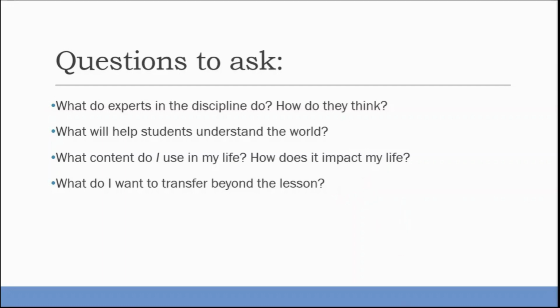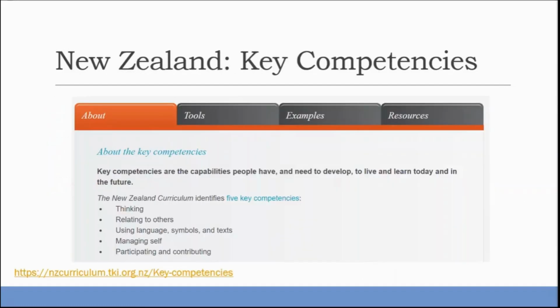So one framework I really like is New Zealand has this very nice website on their curriculum. And so I'm going to start with these key competencies. These are kind of like the things that they definitely want students to know and do and be competent of that cut across a lot of different content areas. So you can see they're pretty general. They need to be able to think, relate to others, use language, symbols, and texts, manage themselves, and participate and contribute to society. So those are general competencies that you can develop through all kinds of different content areas.